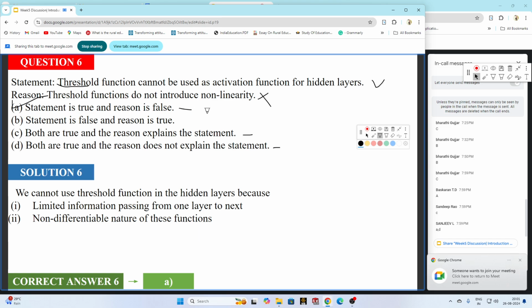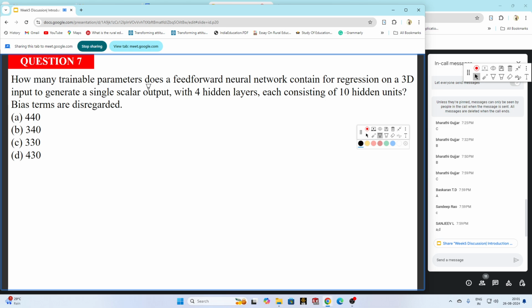Threshold function can introduce your non-linear function also. Okay. How many trainable parameters does a feed-forward neural network contain for a regression on a 3D input to generate a single scalar output?